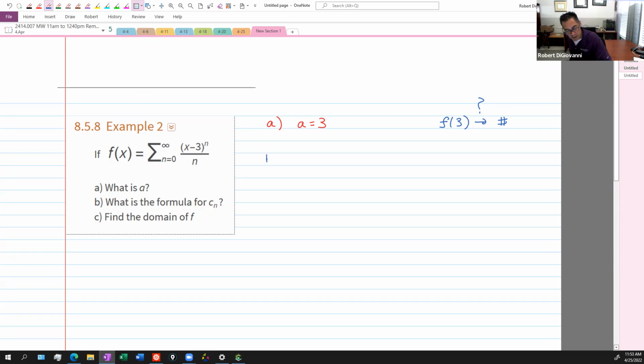What's the formula for b sub n here? I'm sorry, for c sub n. 1 over n. So good. We have to realize that this can be rewritten as 1 over n times x minus 3 to the n. If you pull that 1 over n out front, that's your c sub n formula. Questions on that?